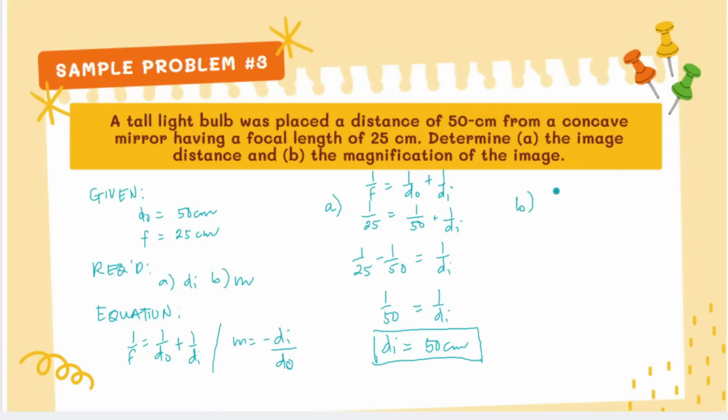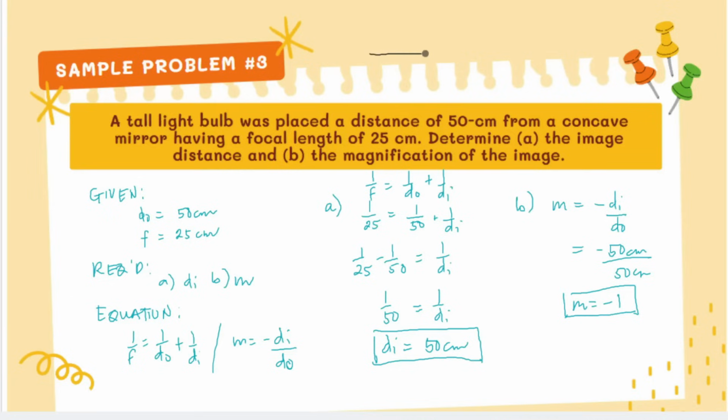Now, the magnification, sabi ko nga kanina, kailangan lang natin ng di at do. That would be negative 50 centimeters over the do equal to 50 centimeters. So, m is equal to negative 1. Ano ibig sabihin po niyan? The object and the image have the same size, but the image is inverted. So, tingnan natin, analyze natin yung kanyang ray diagram.